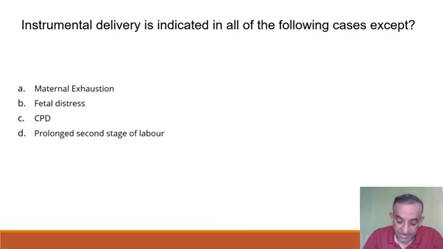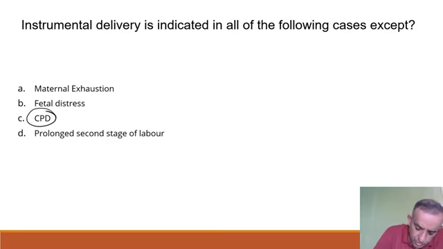Instrumental delivery is indicated in all of the following cases except. So maternal exhaustion is one of the major indications, and the next one is definitely fetal distress. These are the two short indications of putting an instrument, that is forceps or vacuum, for the early delivery of the fetus. But cephalopelvic disproportion is not.